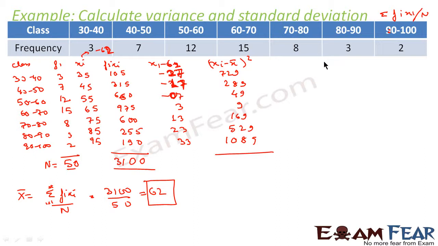Right? Now let's find the value of fi into (xi minus x mean) square. Why? Because the formula of deviation which we have, the mean deviation, is nothing but 1 by n into sigma fi (xi minus x mean) square. That is nothing but variance. Correct? Variance. Variance is equal to this much. So let's find this value first.